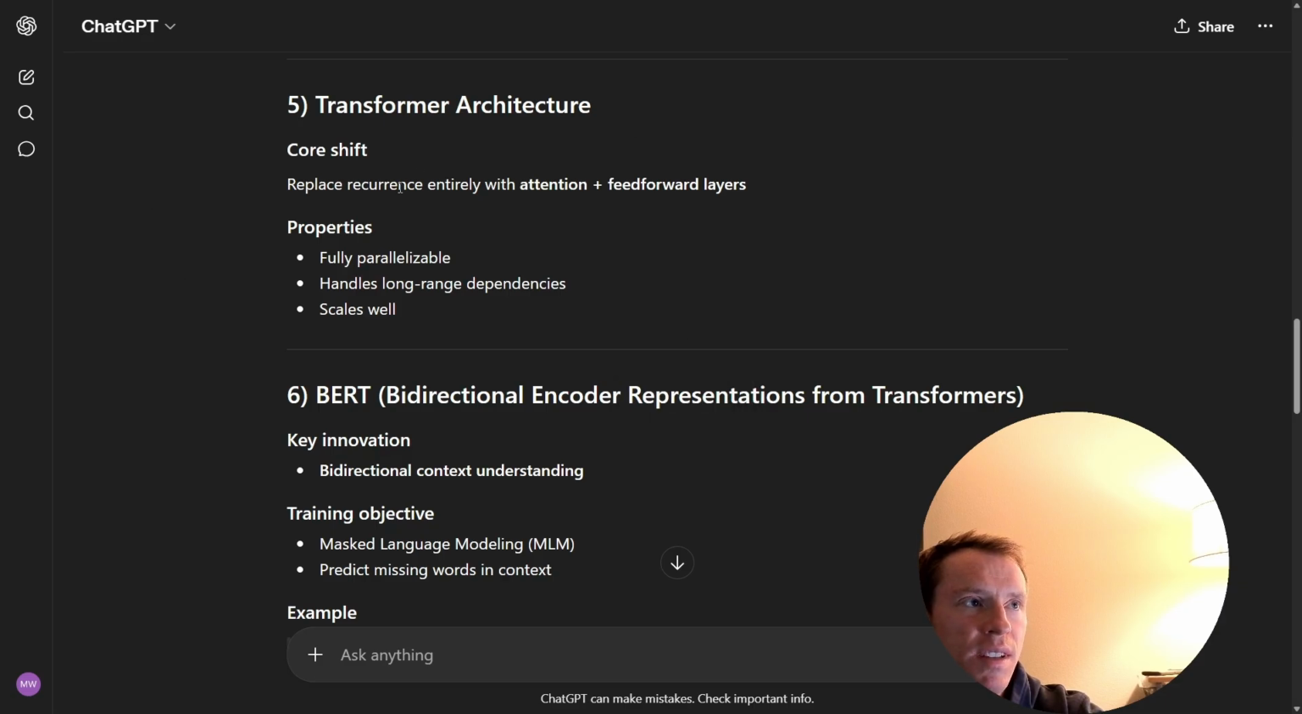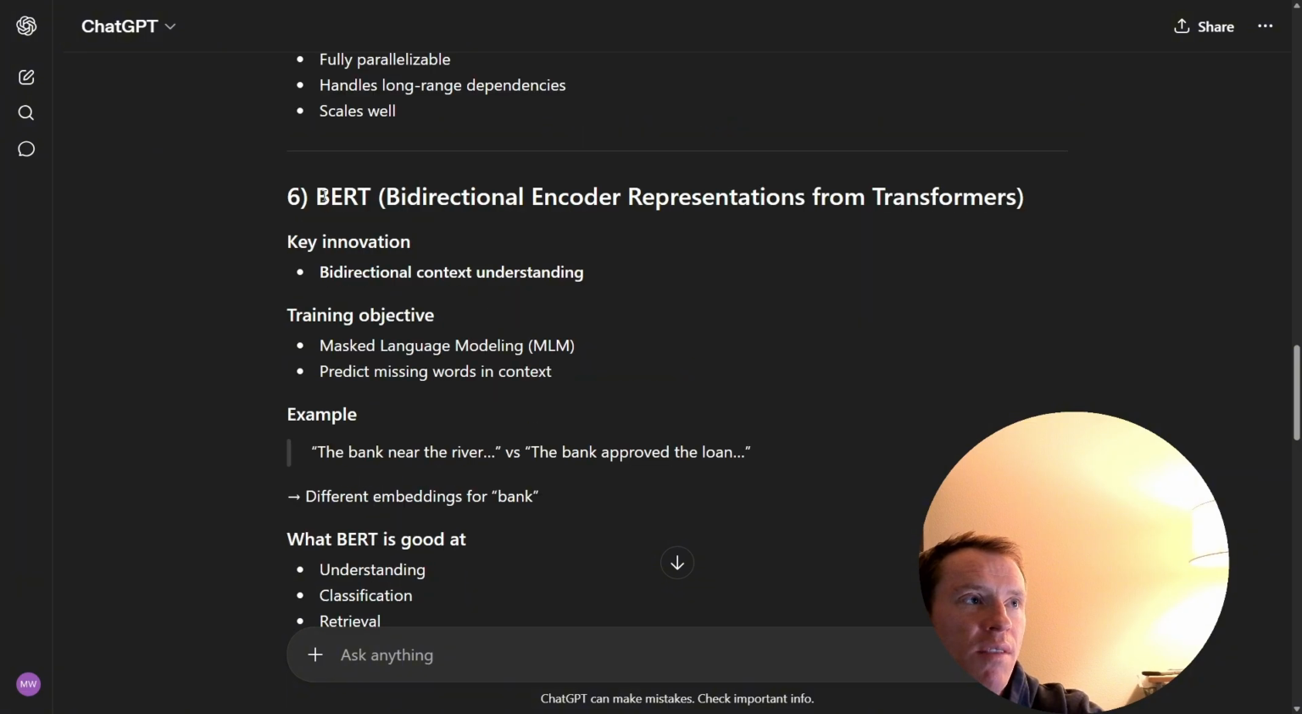So then once we get to transformers, it says right here, replaces recurrence entirely with attention. So again, it's selective updates to the network. And then going to BERT, it's bidirectional, meaning that it does both encoding and decoding, versus GPT, which is meant just for decoding. And then the core thing that we'll focus on here is this idea of masked language modeling.